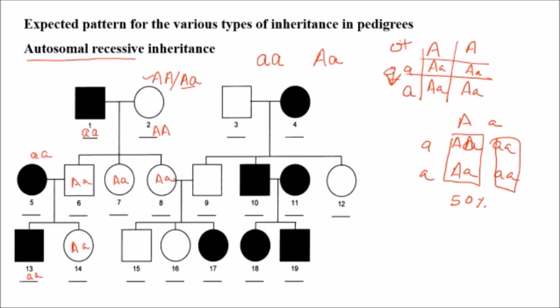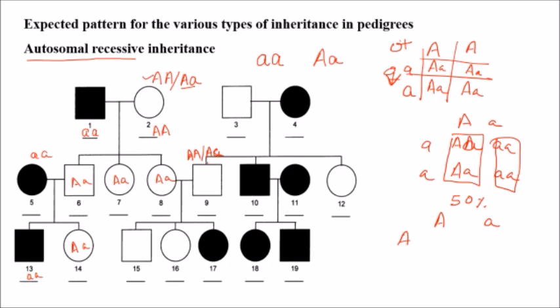Okay, next move. When any heterozygous condition is mated with a phenotypically normal one, then what will happen? Suppose here we can again state that it will be either in the homozygous state or in the heterozygous state, because it is phenotypically normal.